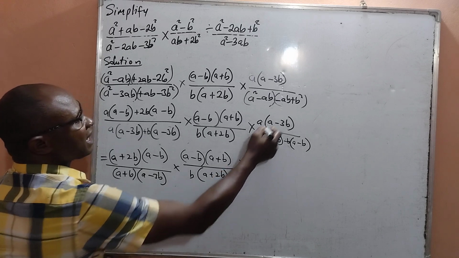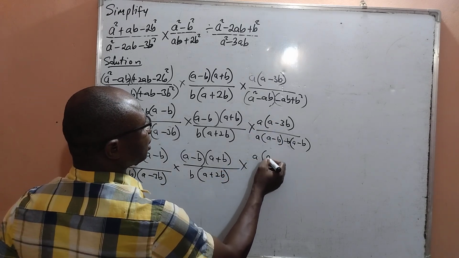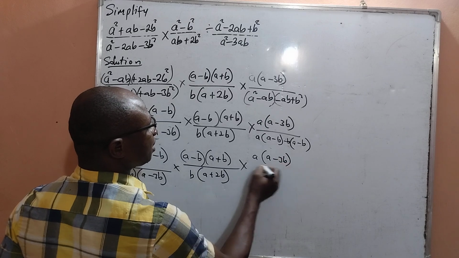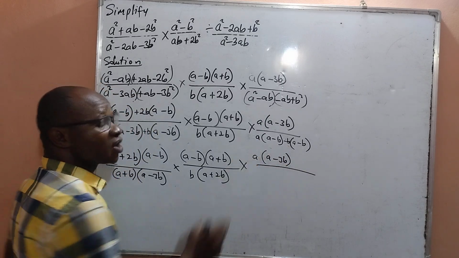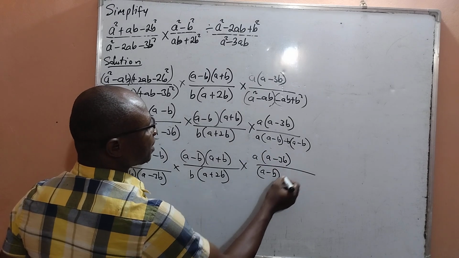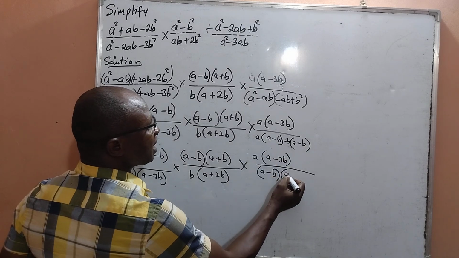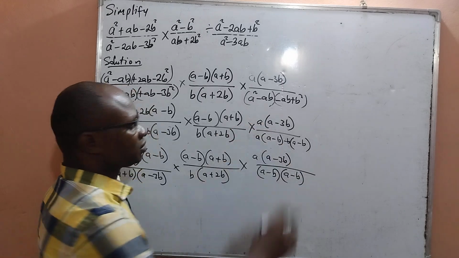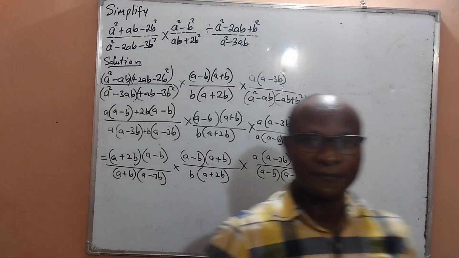Very good. Multiply by what I have here, which is a into a minus 3b all over. Taking the ones outside the bracket, I have a minus b outside the bracket, then forming a new bracket, and then taking the bracket, I have a minus b. Very good. This is wonderful.